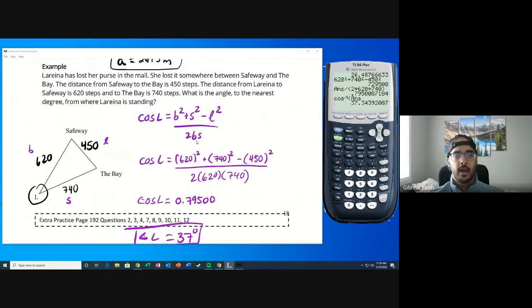I hope that helps. And that's essentially the end of our trig unit for Math 20-1.